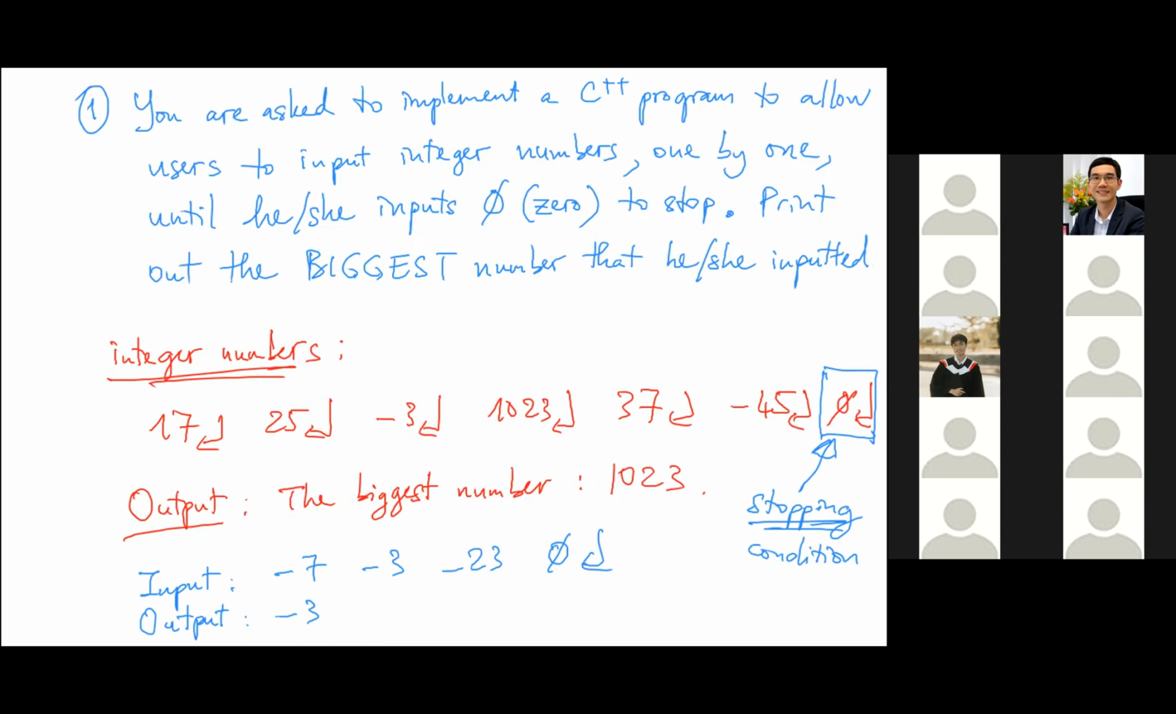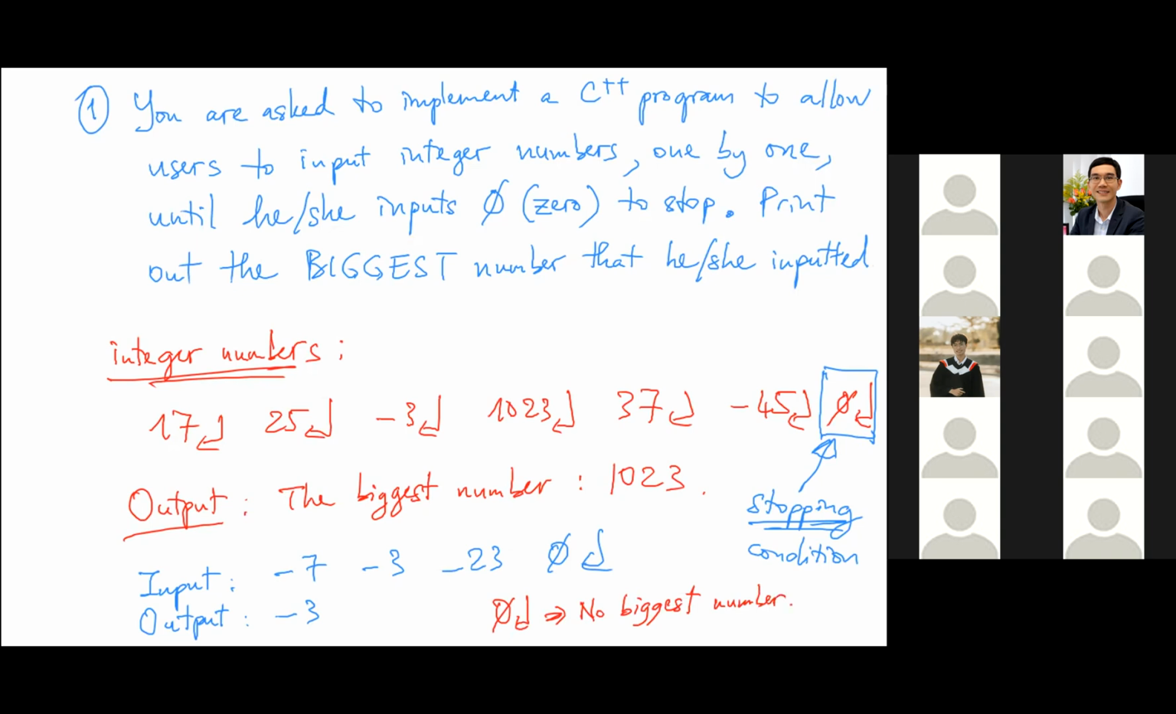So just print now. Yeah, good question, Phúc Khang. Phúc Khang asked what if the user inputs 0 at the beginning. Just print: there is no biggest number. If they just input 0 and enter, so no biggest number, because we have no number to compare.